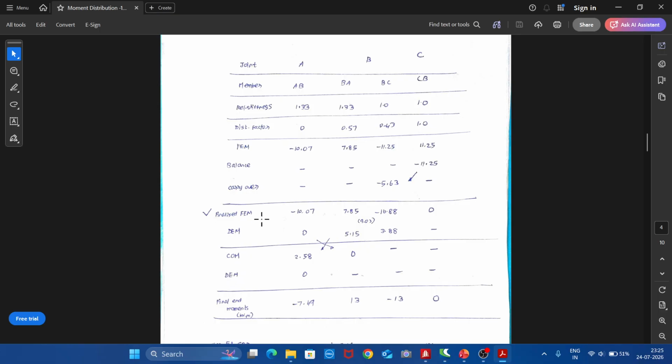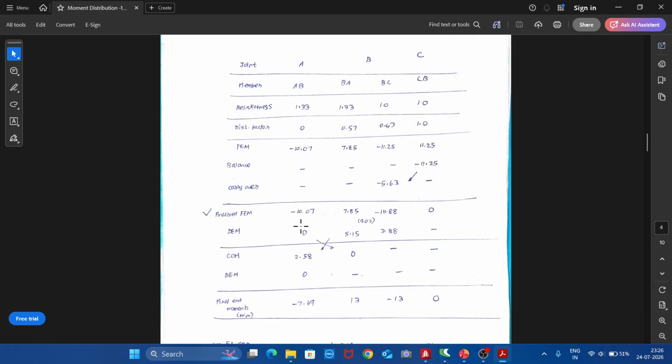Then distributed end moment. For distributed end moment, we need to see every joint. So say joint A, we have 2.58. So minus 2.58 needs to be applied, multiplied by this distribution factor, which is 0. Here 0 only, therefore there is no distributed end moment. So this indicates the convergence of the moment distribution procedure. Therefore, we can stop with this, and we need to add from this.